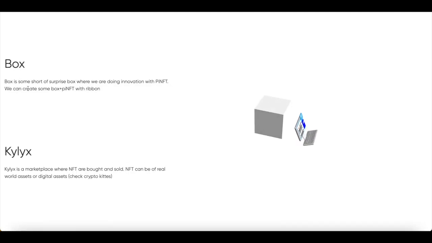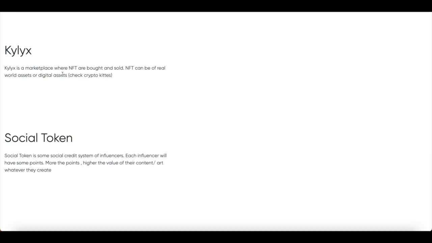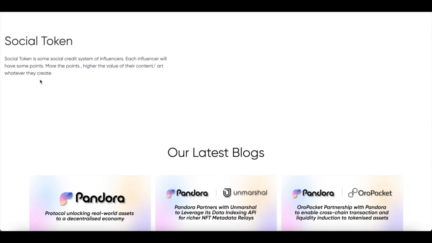The first thing is the box. Box is some sort of surprise box. We're doing innovation with Pi NFT. We can create some box Pi NFT with ribbon. Hilix is a marketplace where NFTs are bought and sold. NFTs can be of real-world assets or digital assets. Check crypto kites. And not to mention social token.